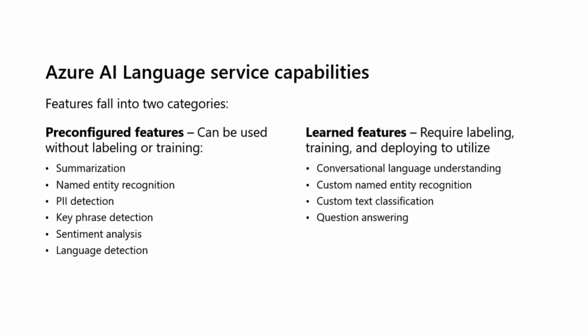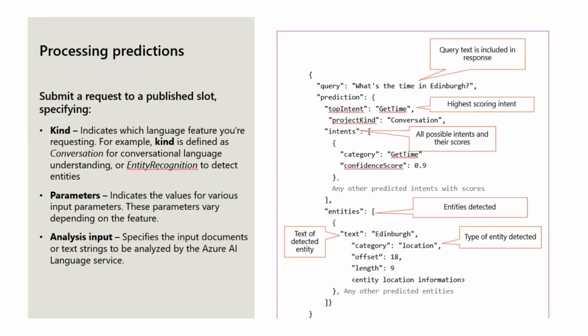Learned features require labeling, training, and deploying to utilize. Conversational language understanding, custom named entity recognition, custom text classification, question answering.